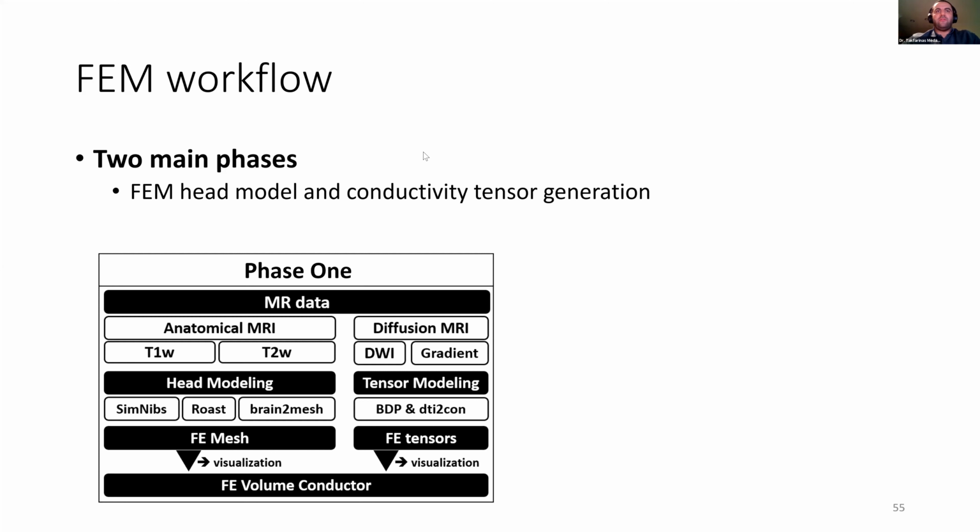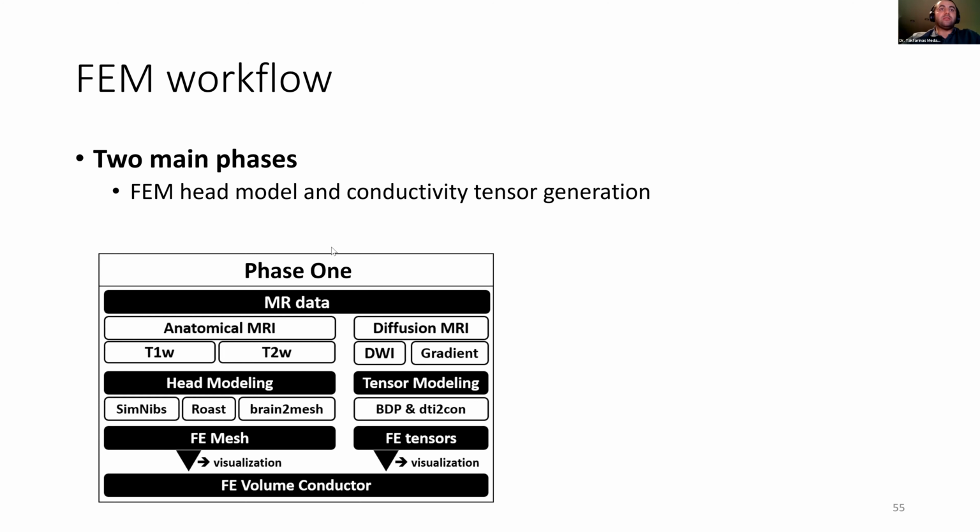So mainly there are two phases. Phase one is the FEM head model generation. In order to localize accurately the sources inside the brain for an individual, we need to use his own MRI. So we need to acquire this MRI, and then we build his own model with his own data in order to be more accurate in the modeling.